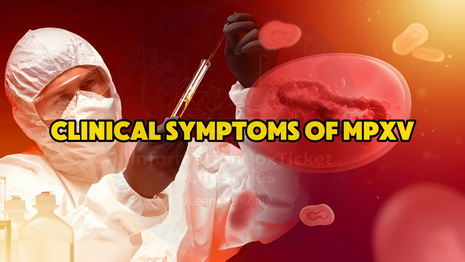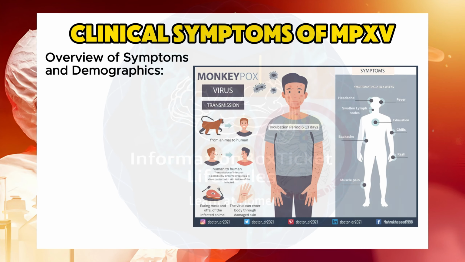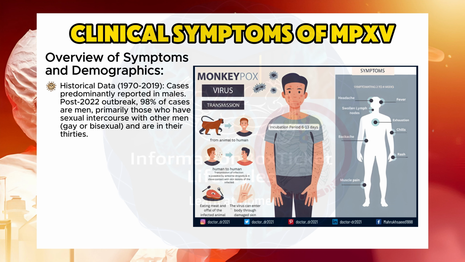Clinical symptoms of MPXV. Overview of symptoms and demographics. Historical data, 1970 to 2019: cases were predominantly reported in males. Post-2022 outbreak, 98% of cases are men, primarily those who have sexual intercourse with other men, gay or bisexual, and are in their 30s.